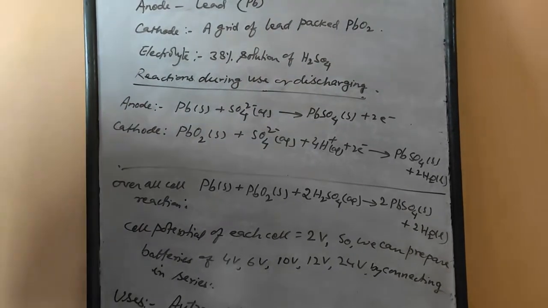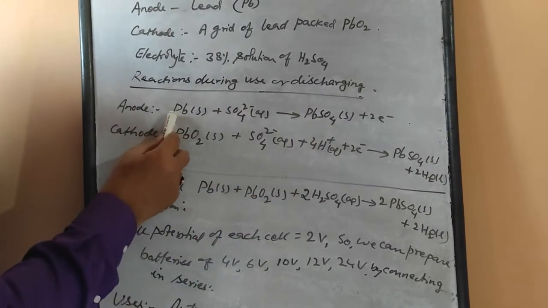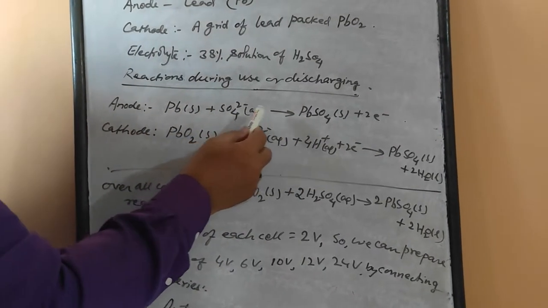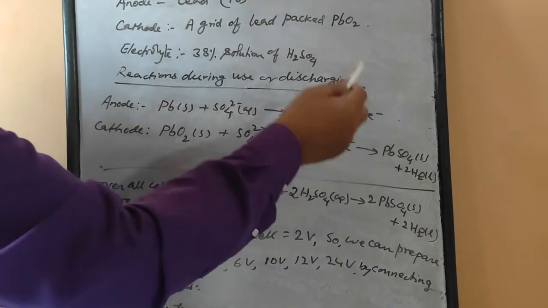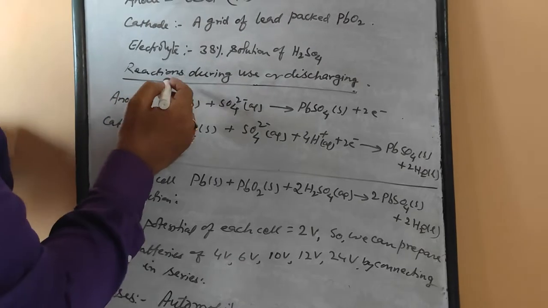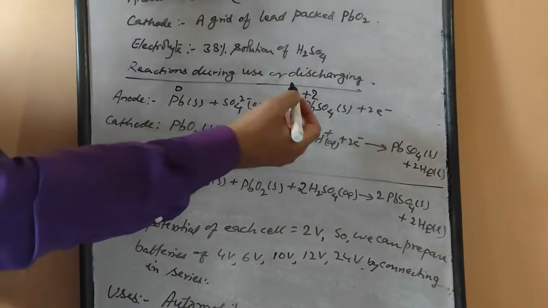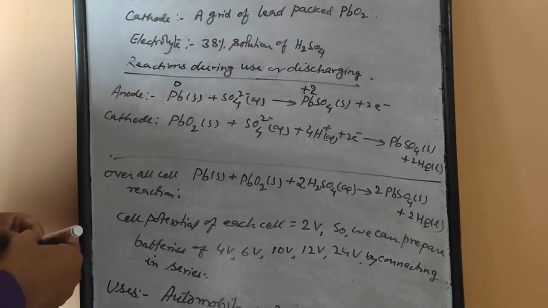Now look at the anode. Pb solid is converted to PbSO4. Pb solid plus SO4 2- aqueous gives PbSO4 solid plus 2 electrons. Naturally, here the oxidation state is 0 and here the oxidation state is +2. So lead is oxidized to PbSO4.